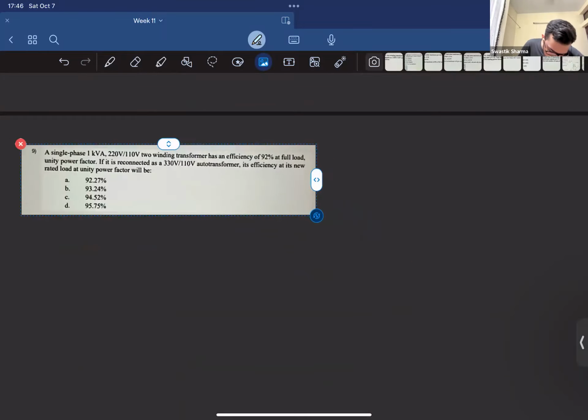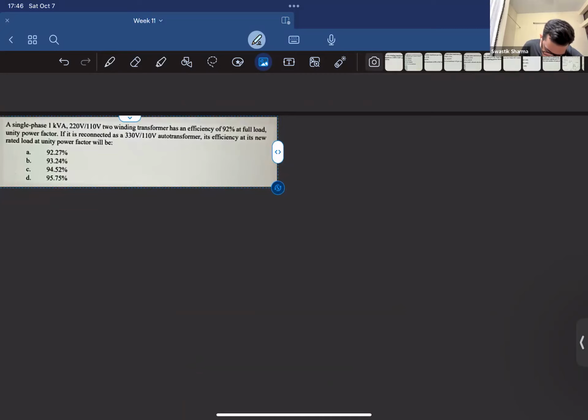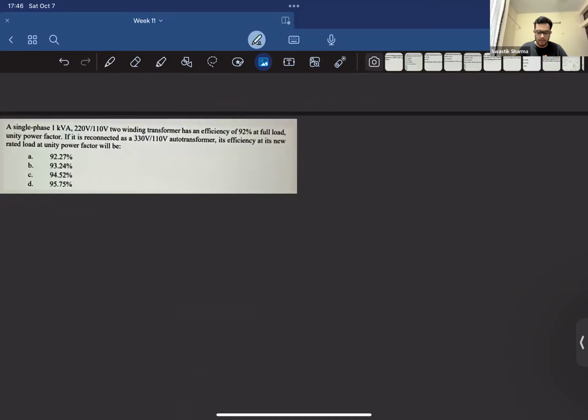So one more question, last question. So in this question, what we are given is a single phase 1 kilovolt ampere 220 volt 110 volt two winding transformer, which has an efficiency of 92% at full load, unity power factor. If it is reconnected as 330 volt 110 volt auto transformer, its efficiency at its new rated load at unity power factor will be.